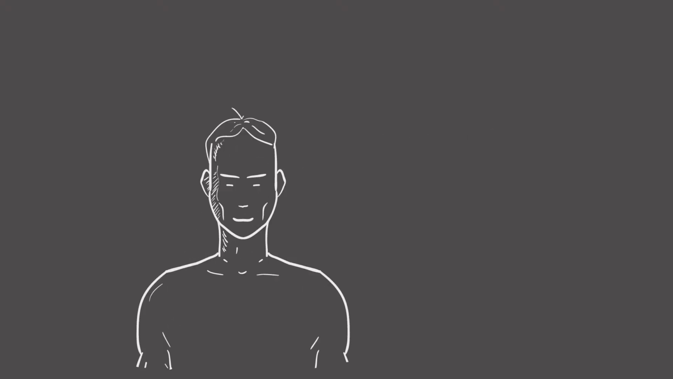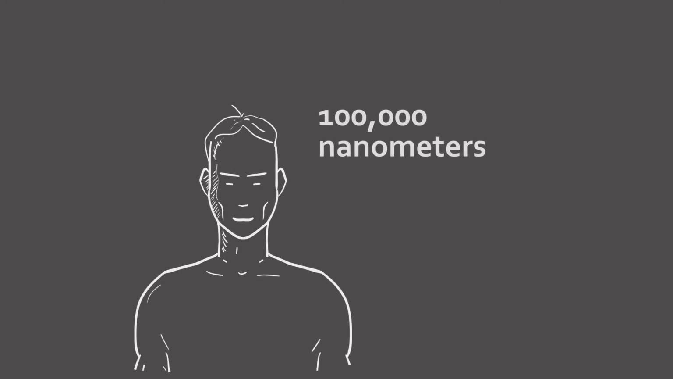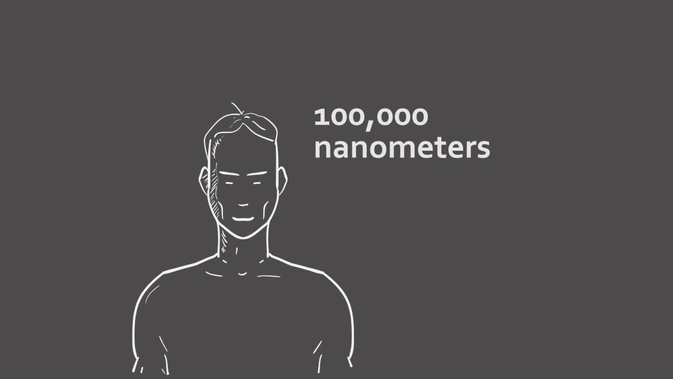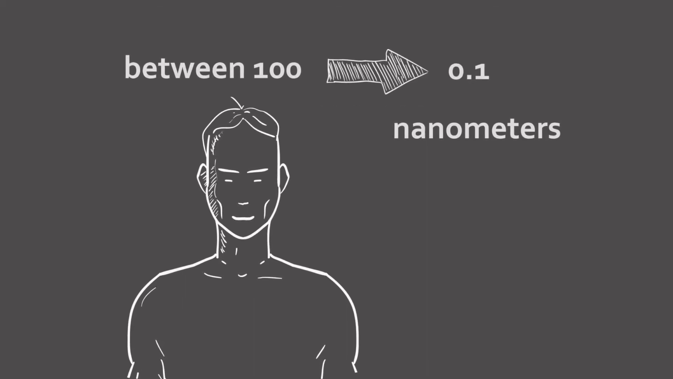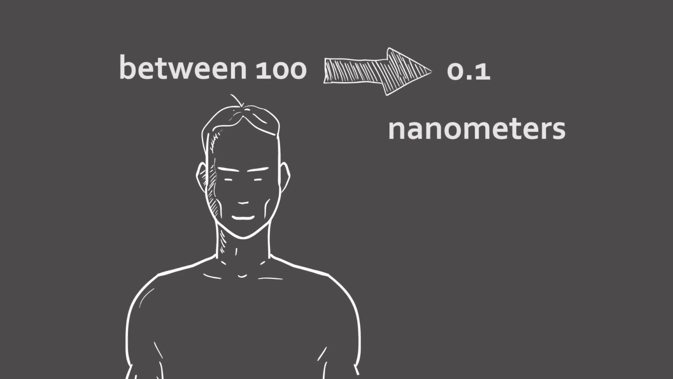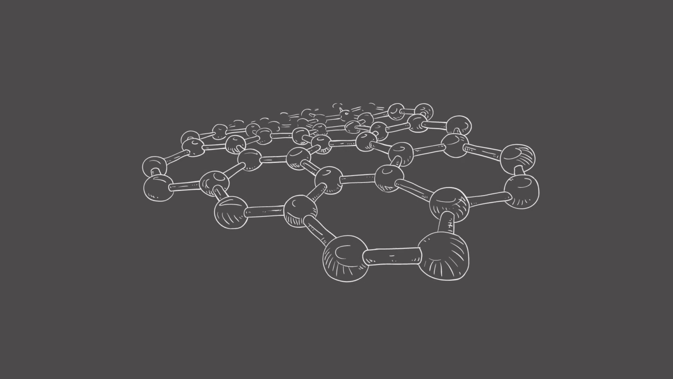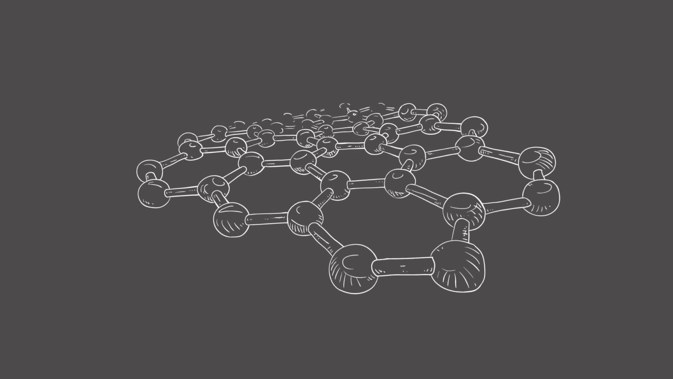A single human hair is approximately 100,000 nanometers wide. When you work in the nano field, you work with objects between 100 to 0.1 nanometers. When things get this small, they start acting differently, and materials acquire novel properties, and gravity seems irrelevant.